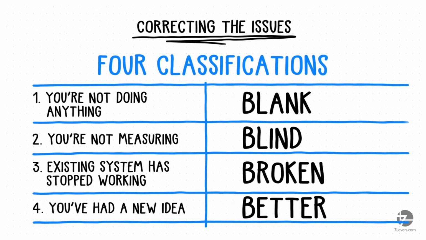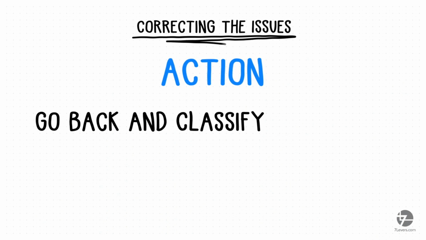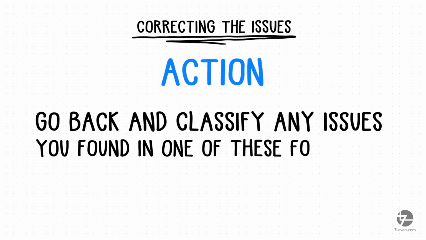So those four classifications: you're not doing anything is a blank, you're not measuring something is blind, it's an existing system that stopped working, that's broken, or you've had a new idea and that's better. So your action now is to go back through, review the work that you did in Capture and Calculate, any notes that you made, and classify the issues that you found in one of those four ways.